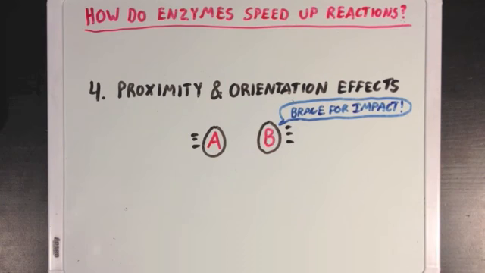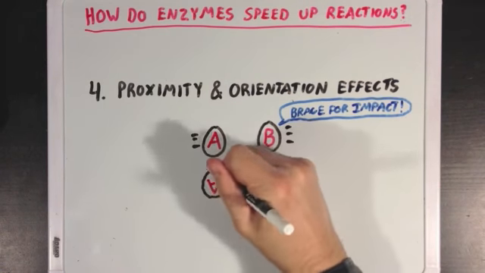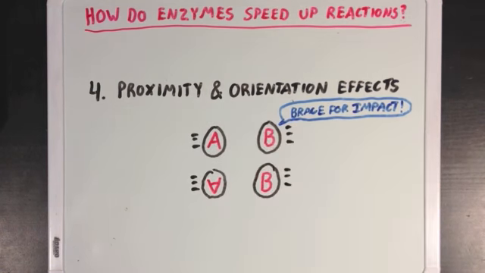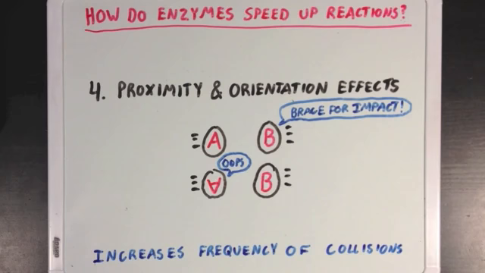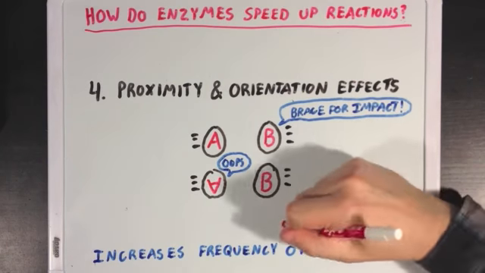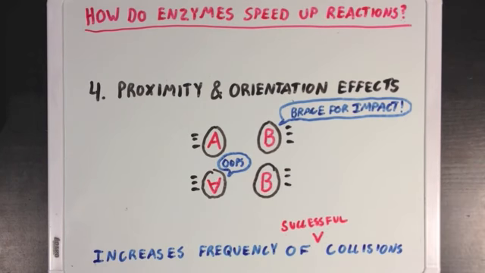Also remember that the orientation of the two colliding molecules in space is also really important. If molecule A and molecule B collide, but one of them is upside down or not in the correct position, then the collision may not result in a successful reaction. So enzymes also make sure that the two molecules will collide in the right orientation. And all of this increases the frequency of collision in general, but also helps to make sure that those collisions are successful and result in a reaction.